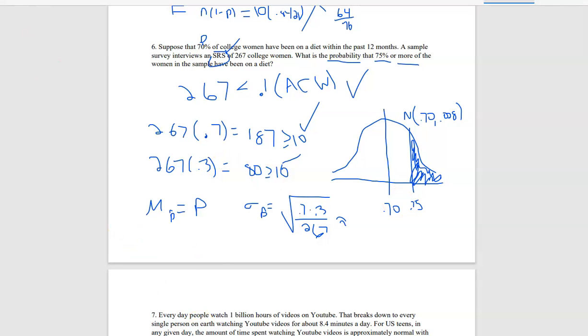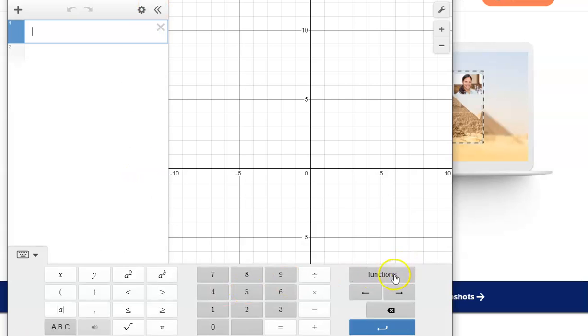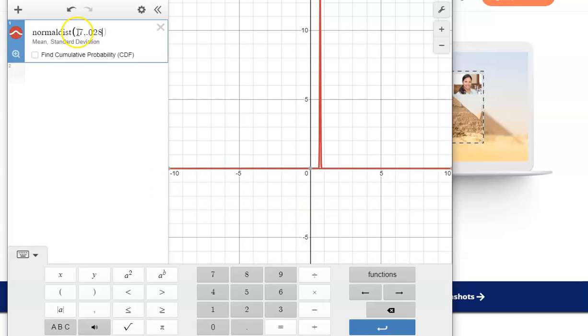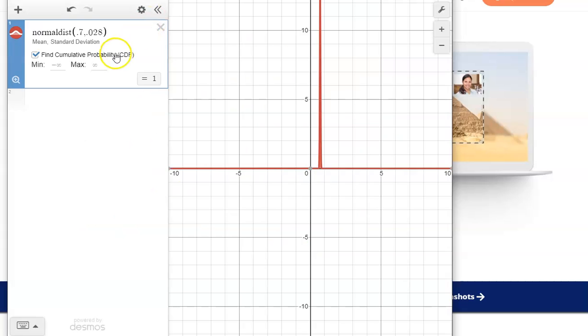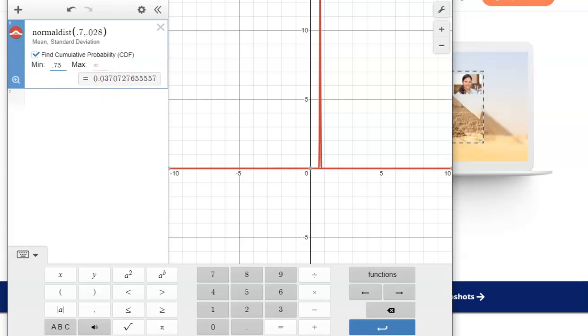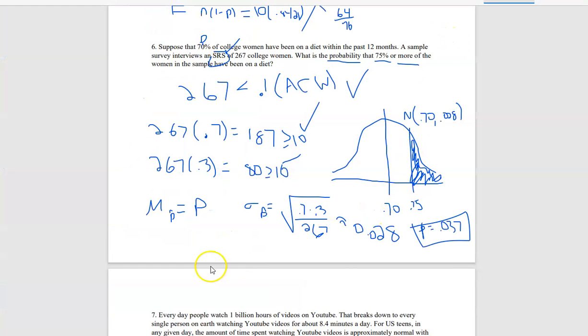Let me go to Desmos. I'm going to do functions, distribution, normal. My mean is 0.7. My standard deviation is 0.028. And then is my min going to be 0.75 or my max? My min, because I'm shading to the right. So there is my probability, 0.037. So P is equal to 0.037, or 3.7%.